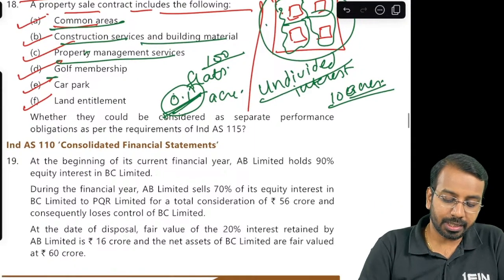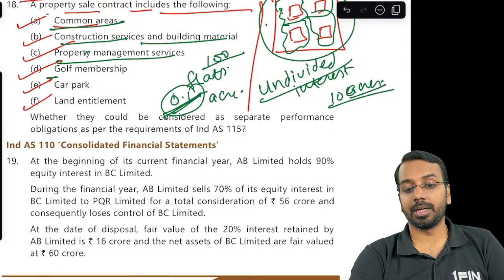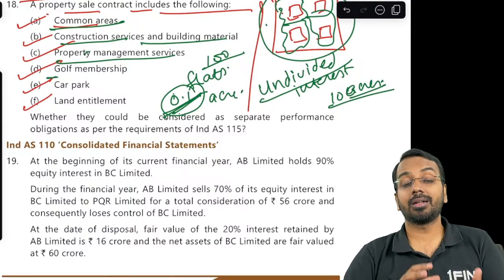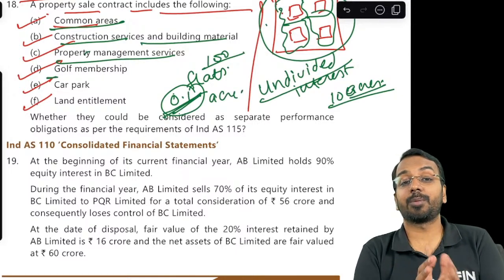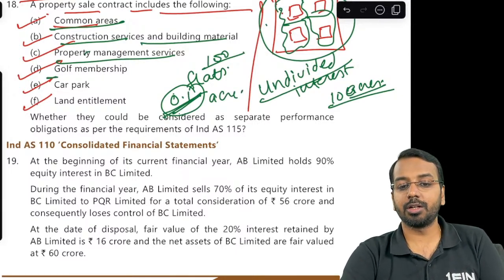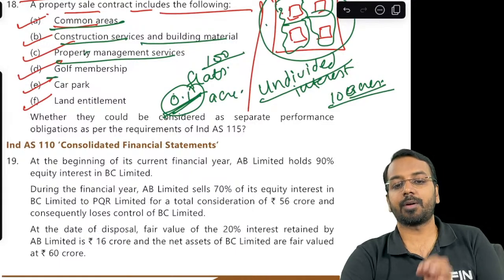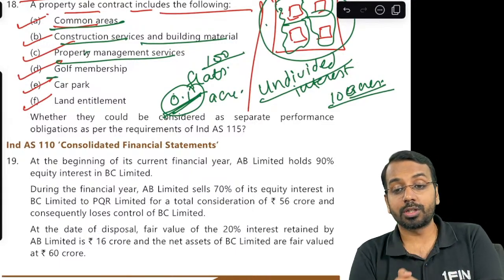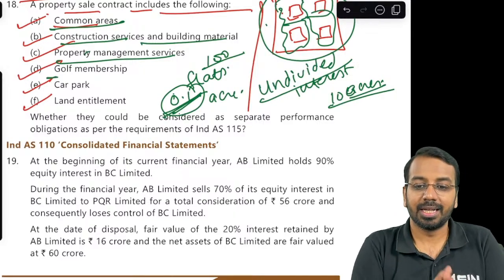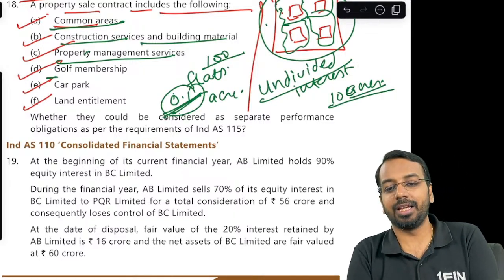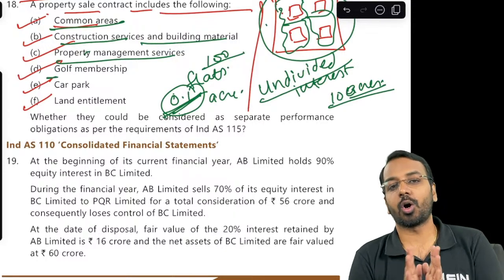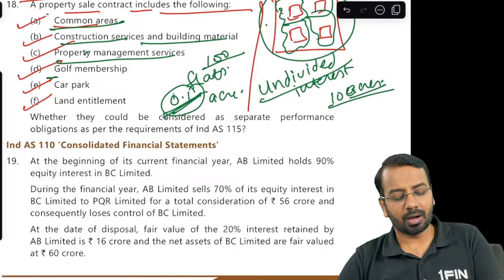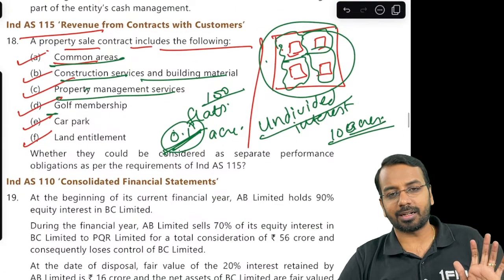Whether they could be considered as separate performance obligations. Now, to answer this question, you have to see whether there is a separate performance obligation. For something to be a separate performance obligation, what do we need to understand? First, the goods or services being transferred are identifiable separately from the other promises in the contract. Correct? So, in the contract, I should be able to separately identify them. Now, for example, can I identify land entitlement separately?